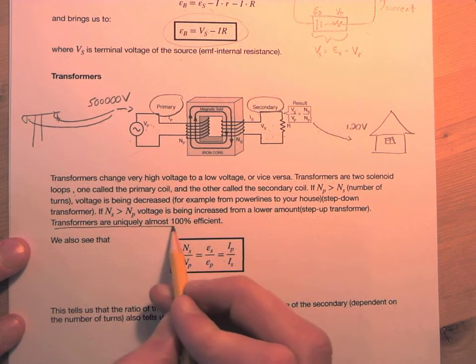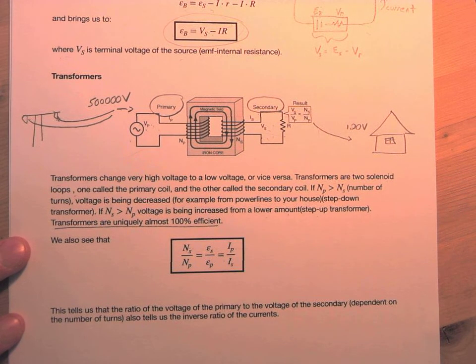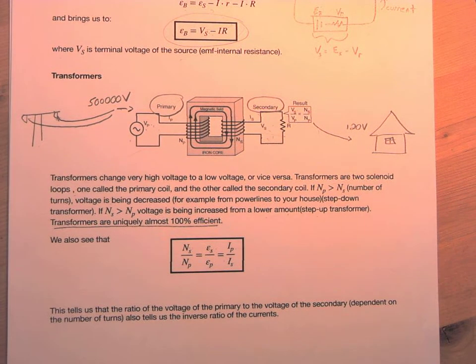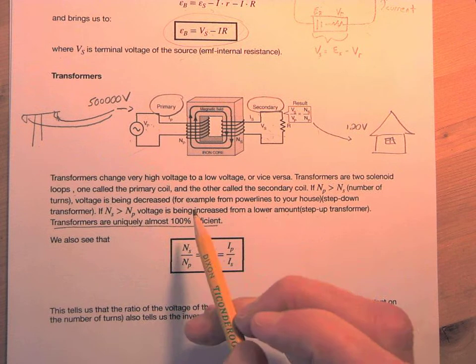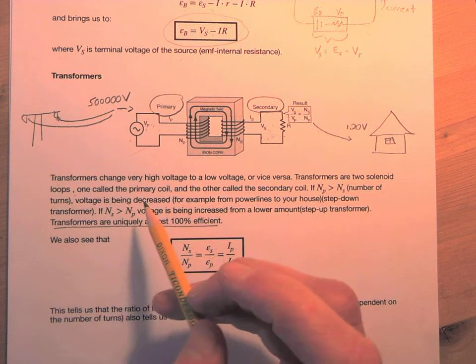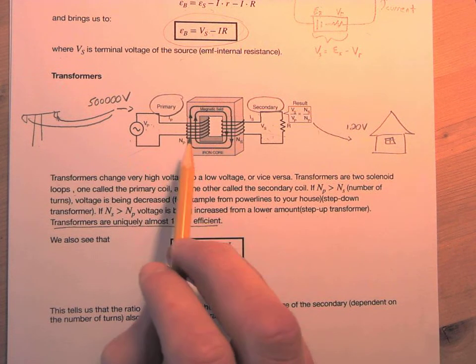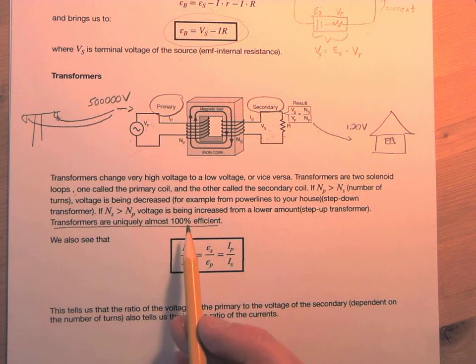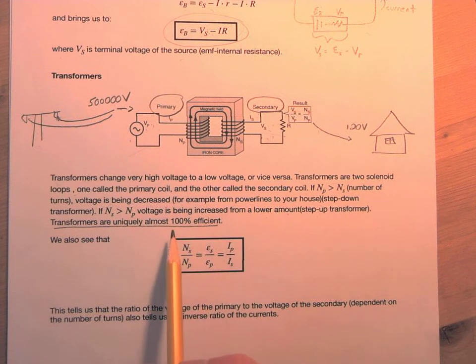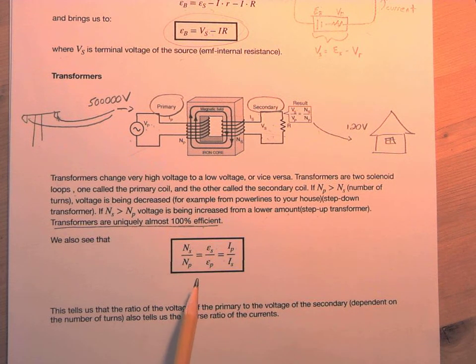One thing that's interesting is most things in this world are not even close to 100% efficient. So, like, especially if you're talking about cars and then using the energy from gas into movement, they're not very efficient. But when it comes to transformers, they're uniquely almost 100% efficient. They're usually seen as being 99% efficient. So the transfer of energy in these things are very good. So that's our equation we're going to use for any questions. And this essentially tells us the ratio.